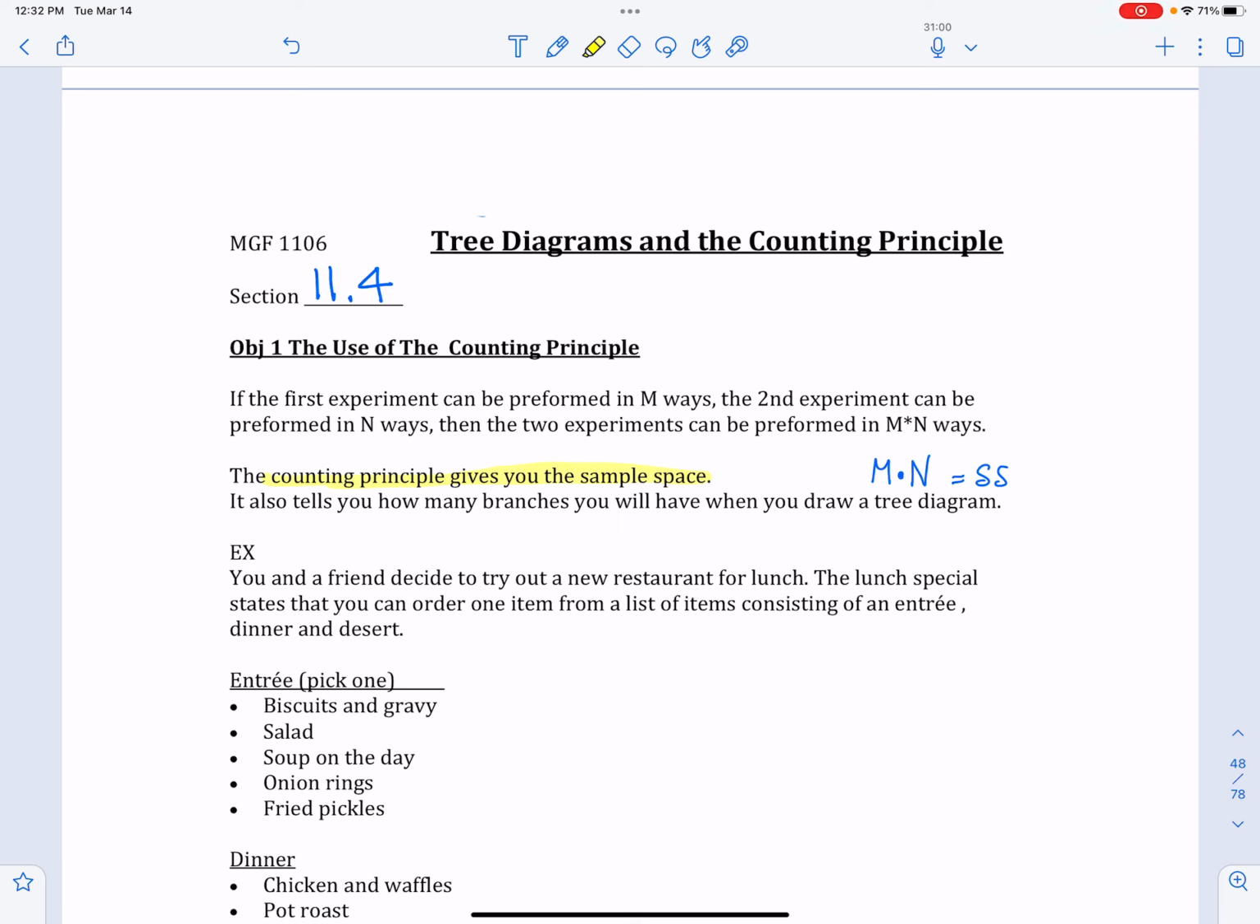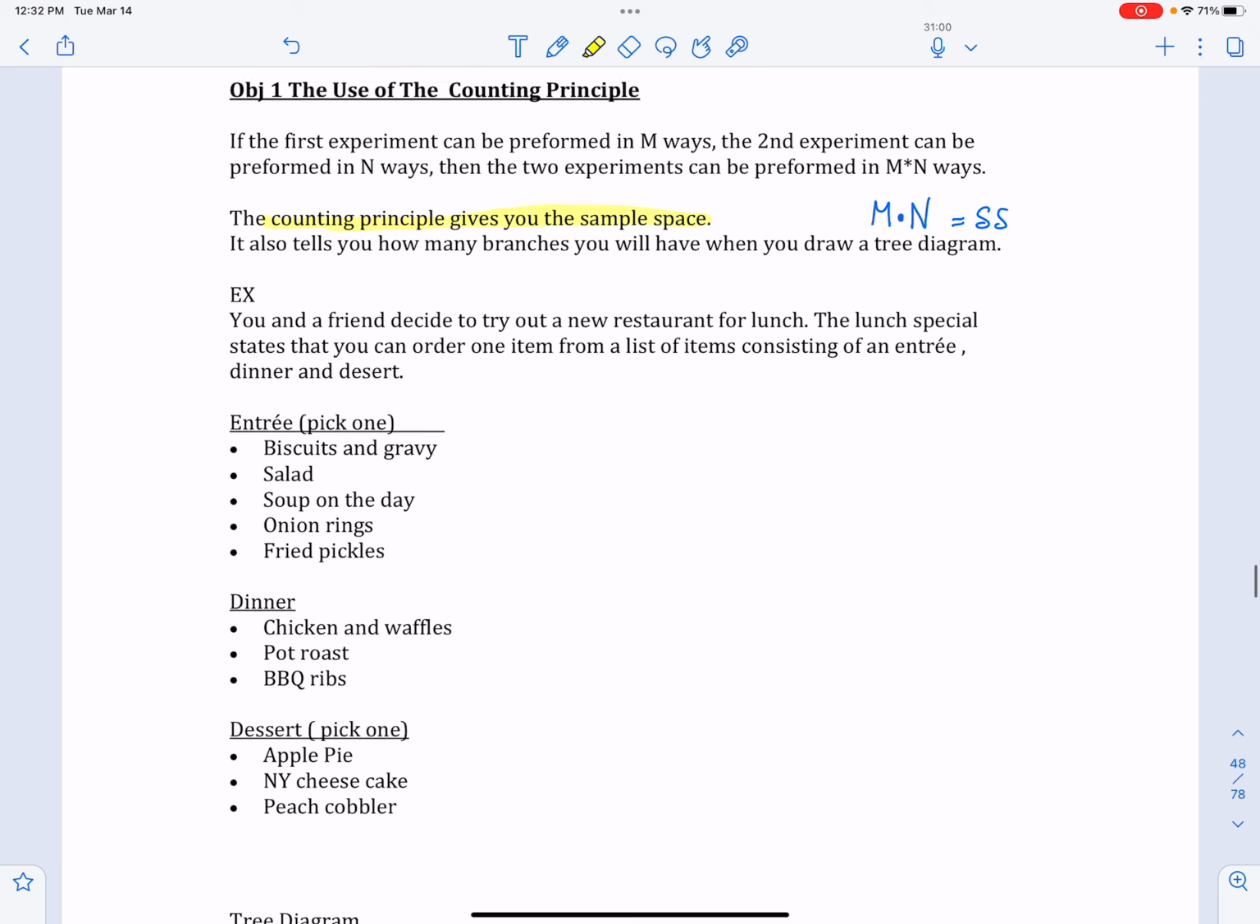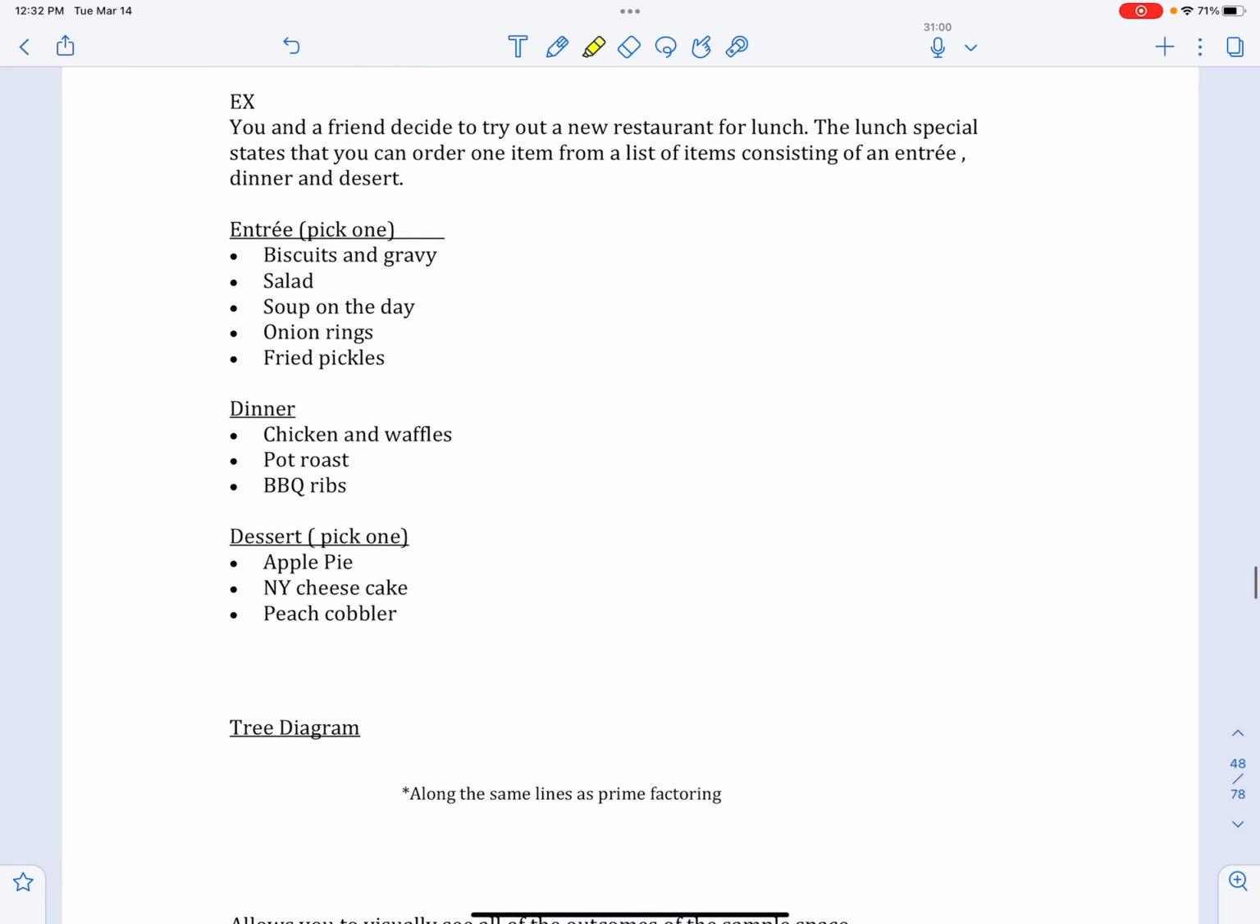Also, when we talk about what tree diagrams are, which is the next objective, it'll also tell you how many branches you're going to have. So let's go ahead and just see the counting principle in place.